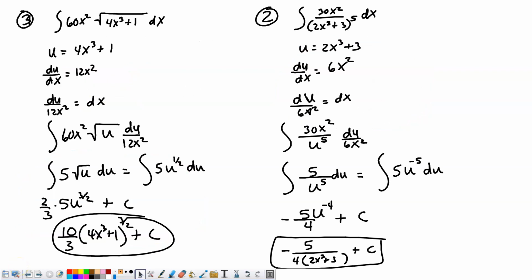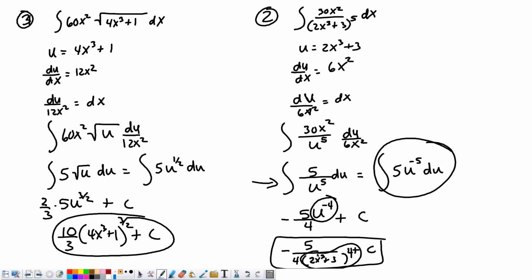Okay, so there's your solutions for 2 and 3 there. On number 2, the thing that I would draw your attention to is this step where we rewrite the 5/u⁵ to be this, so we can do our power rule. The other thing I draw your attention to is that since I had a negative power here, instead of leaving it on the top with a negative power, I put it on the bottom instead with a positive power.